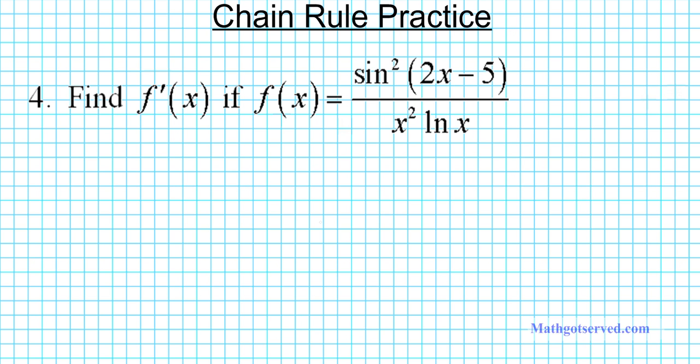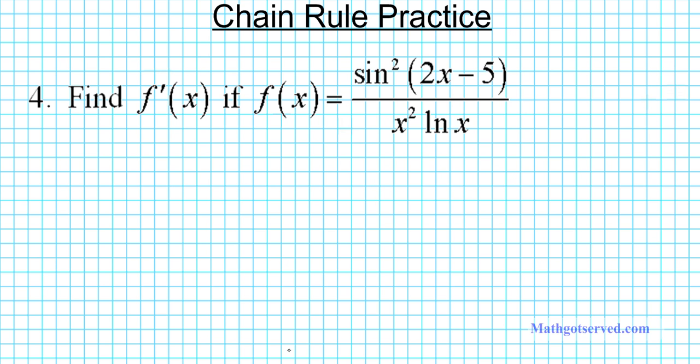All right, students, let's go ahead and take a look at the remaining review problems on the chain rule. For question number 4, we are to find f prime of x if f of x is equal to sine squared of 2x minus 5 divided by x squared times the natural logarithm of x.